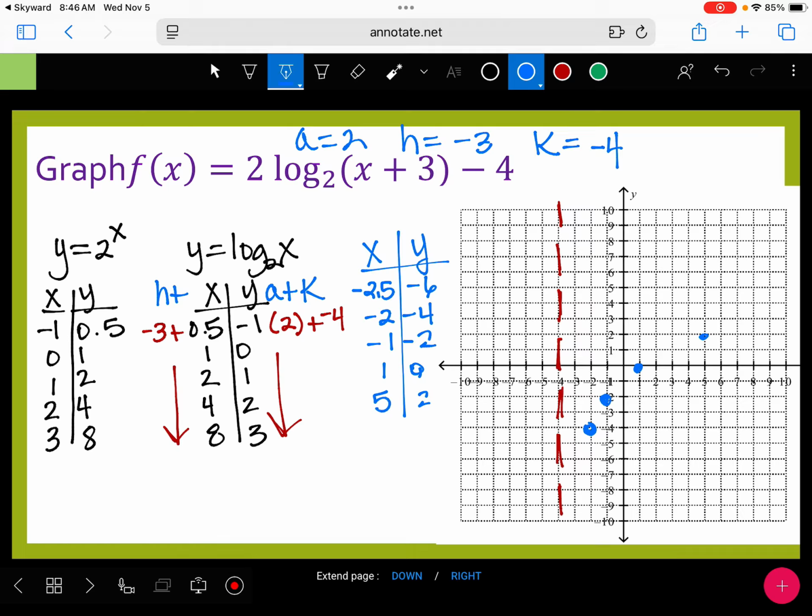And this one should still look like an R. Oh, I put my vertical asymptote in the wrong place. Let me fix that. I was like, this doesn't look right. It's too far away. Right, draw that in. -3 is right here.